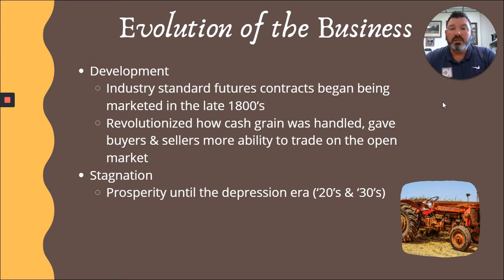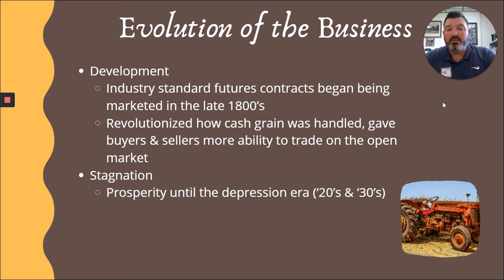A little bit on the evolution of the business of grain merchandising. We went from a period of development, to try and set up a little bit of a commodities exchange in the late 1800s. And that's really where you go back and see the foundations of futures contracts trading. It started to revolutionize how cash grain was handled. It gave buyers and sellers more ability to trade on the open market and really set the foundation for what we know as the markets today.